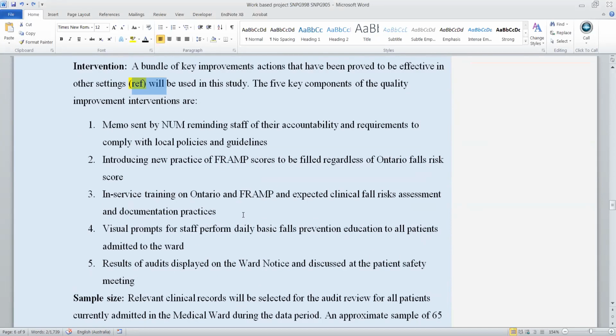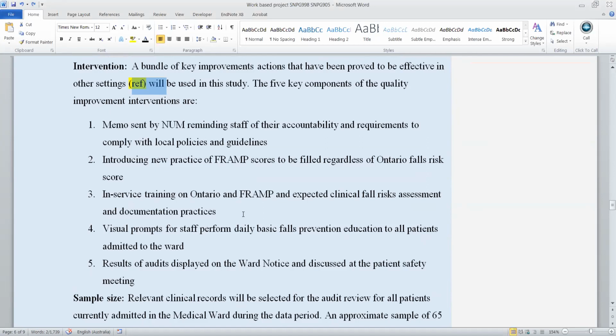The first one was the NAM to send an email reminder and a memo to all the staff regarding their accountability and requirement to comply with local policies and guidelines with the risk assessment. We're also going to introduce a new practice of the risk assessment being done to all the clients regardless of their risk. So every patient admitted as part of this improvement action was required to have that completed.